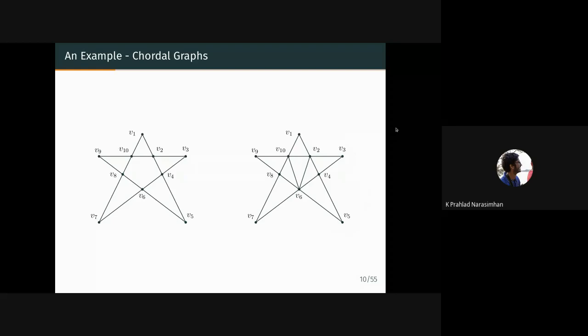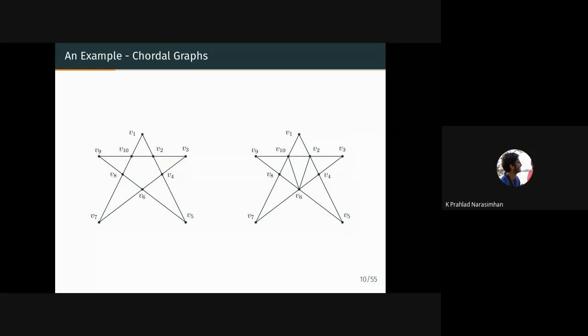Chordal graphs you might have seen in other formats as well. They're called different things. They're also called, I think, triangulated graphs. You can kind of guess why, but I'm not going to go too much into it. They're also called graphs with a perfect elimination order and so on.